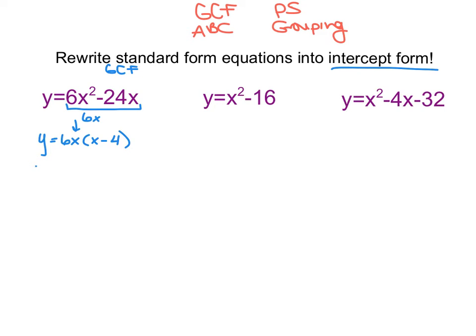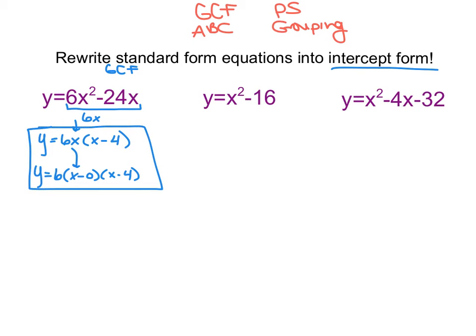But what's really happening with that particular x is that it's really an x minus 0. That's what that really is. So you can write that in there as x minus 0, or you can just write it in there as 6x. It doesn't matter. Either one of these answers would be okay, but here we can see that we have our intercept form. We have this set up as a multiplication problem of items equal to y.